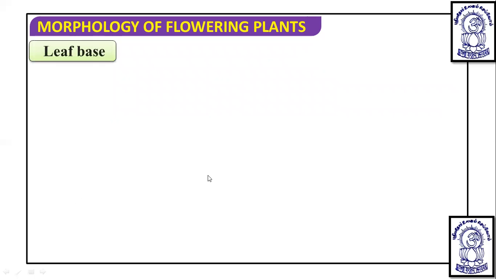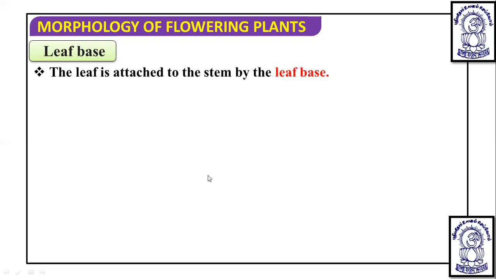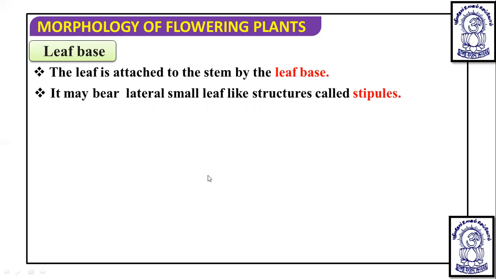Now let us talk about each one by one. If we talk about the leaf base, the leaf is attached to the stem by this structure that is known as the leaf base. It is the basal portion through which the whole leaf is attached to the stem. Then at the leaf base, on its sides, it may bear two lateral small leaf-like structures called stipules. We will discuss what a stipule is.